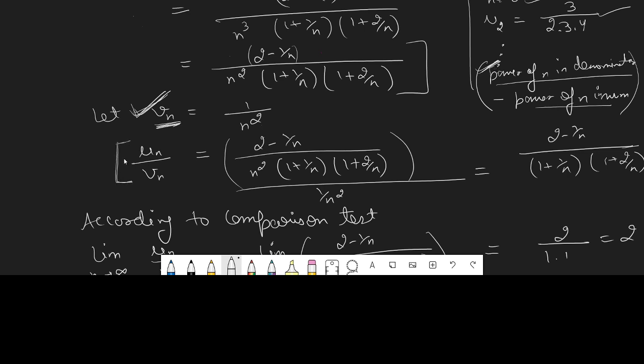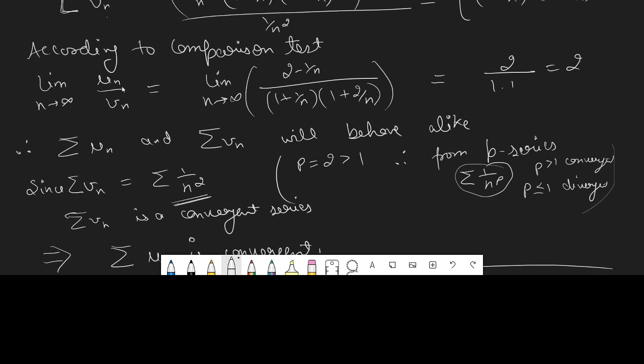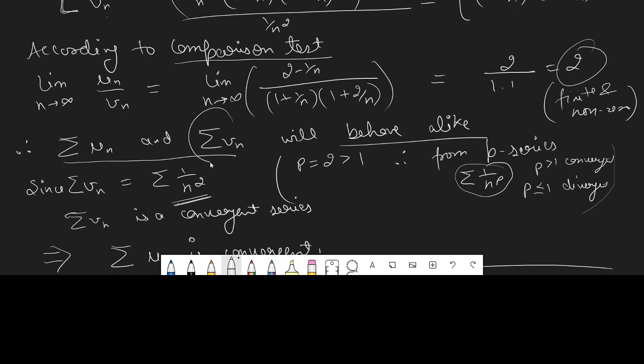If you find the ratio of un by Vn, it comes out as (2 minus 1 by n) divided by (1 plus 1 by n)(1 plus 2 by n). According to the comparison test, we need to find its limit. The limit as n tends to infinity of un by Vn is 2, which is finite and non-zero. So we can apply the comparison test: both series will behave alike. We know the behavior of Vn because we chose it that way. So un will converge if p equal to 2 is greater than 1.